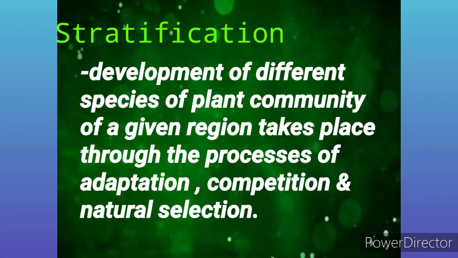Third is stratification. The development of different species of a plant community of a given region takes place through the processes of adaptation, competition, and natural selection. This results in the development of various strata or layers above the soil surface. This vertical layering pattern is called stratification. In the field of ecology, it refers to the vertical layering above a habitat, the arrangement of vegetation in layers. It classifies the layers of vegetation largely according to the different heights to which their plants grow. The layers are occupied by different animal and plant communities, or what we call stratozones.